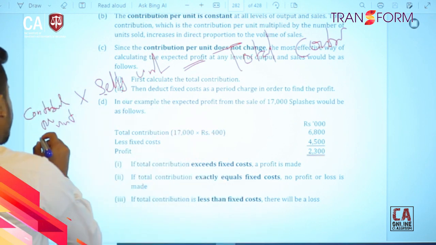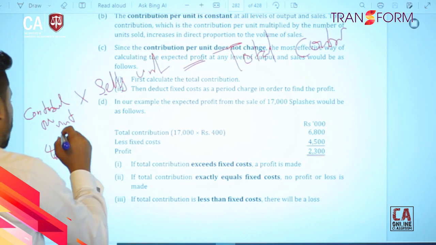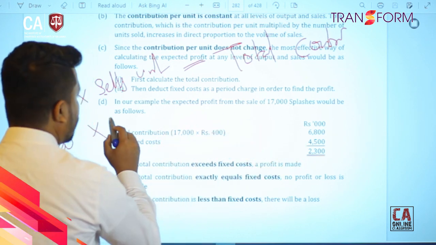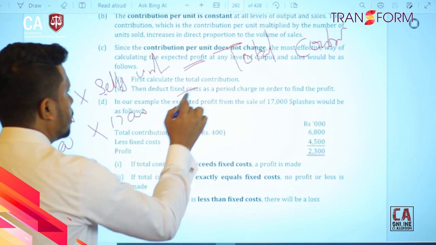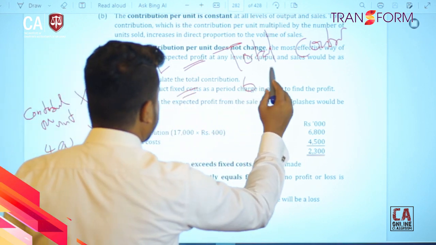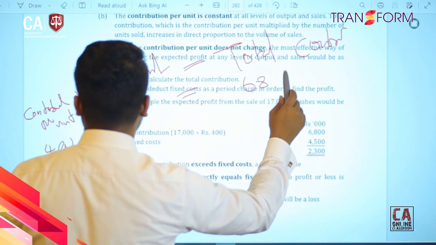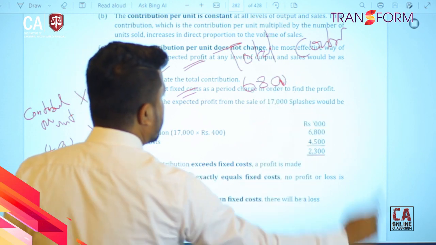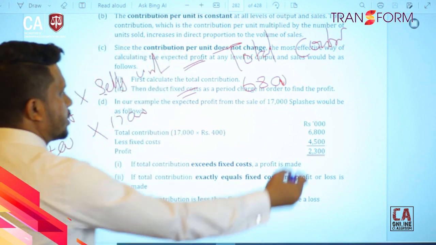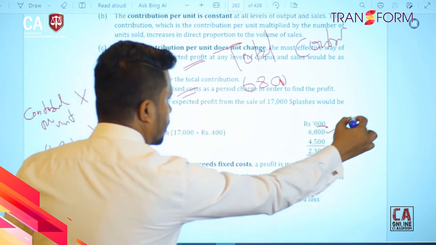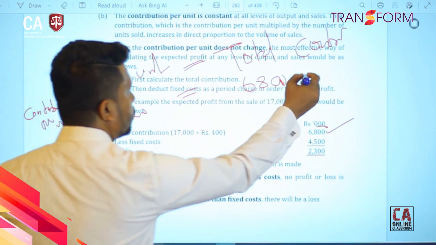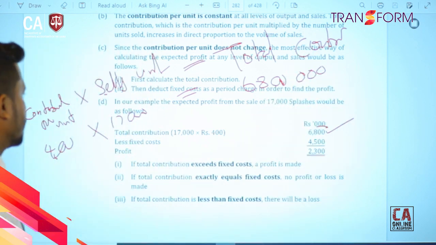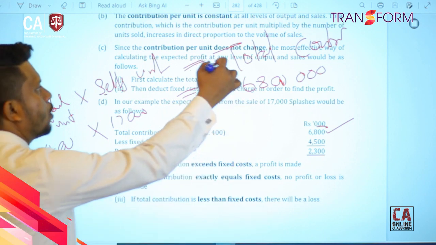Then we have the contribution per unit 400 multiplied by 17,000. Then it equals $6,800, this is coming as a 1000 value. If you want, you can put 000s here. Then this is the total contribution.